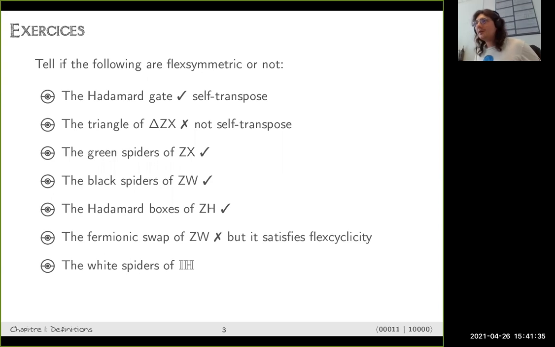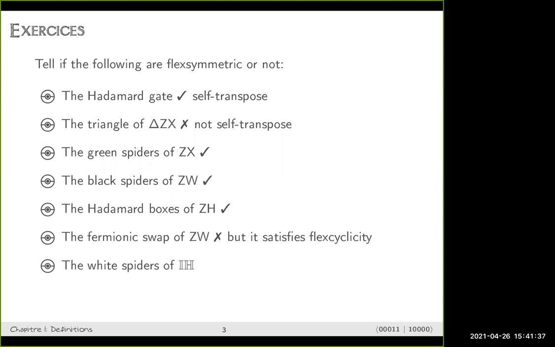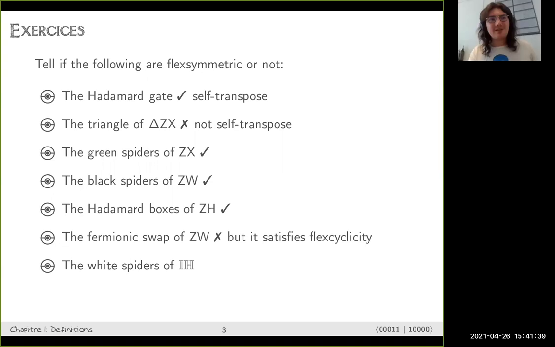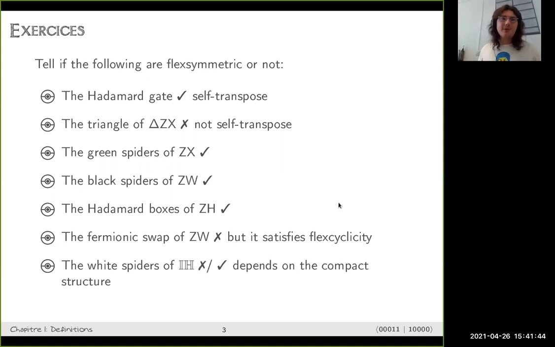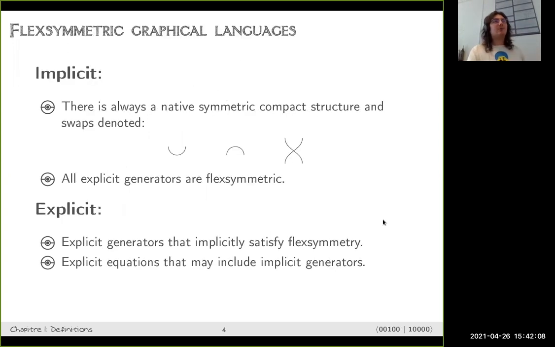So does anyone have an idea? Does it depend on what cup or cap? Yes, exactly. That's the point. It depends which compact structure you choose, because you have two natural compact structures available in graphical linear algebra. And I think the authors never really choose. So if you take the white compact structure, it is flexsymmetric, but if you take the black compact structure, it is not. Okay, so now I think we are very clear about the meaning of flexsymmetry.